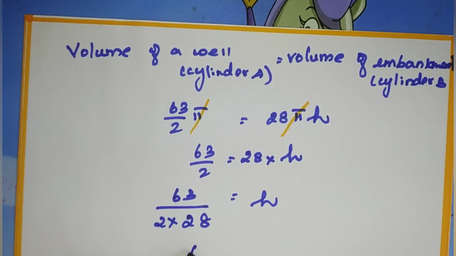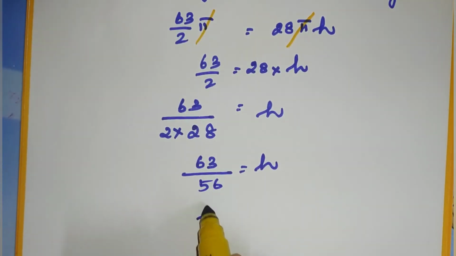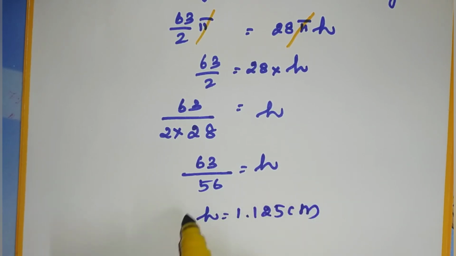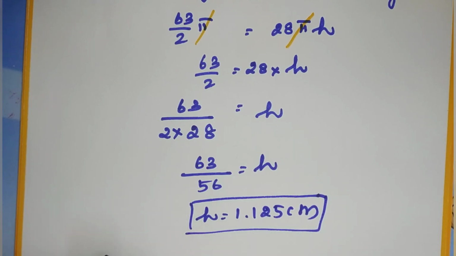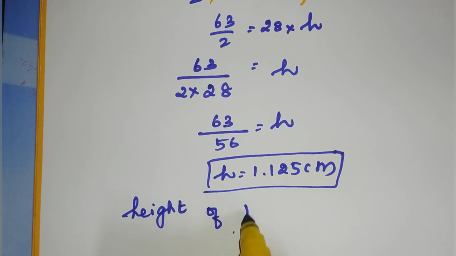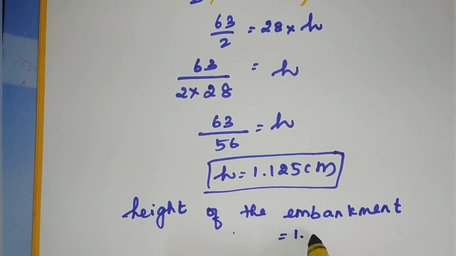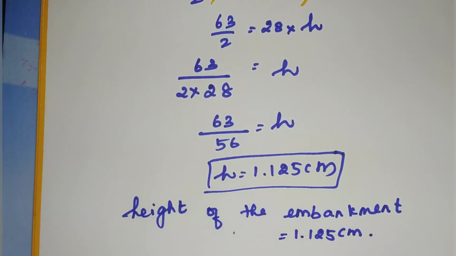So I am going to multiply, 63 divided by 56. Divide, and the answer is 1.125 centimeter. So the height of the embankment is equal to 1.125 centimeter. Are you all clear, children? Thank you.